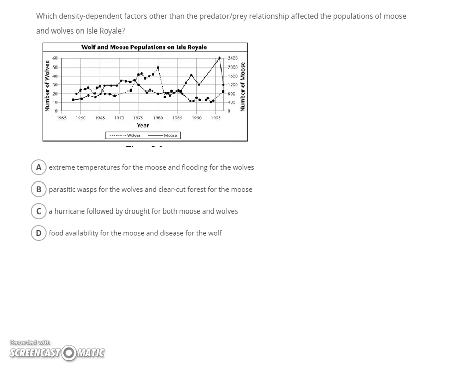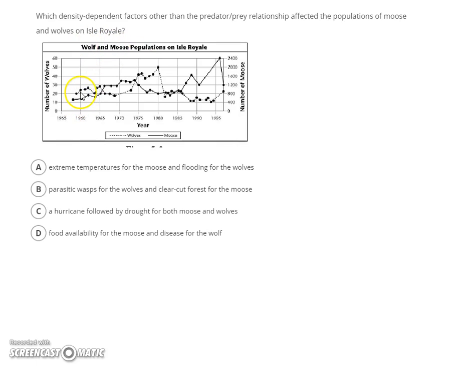Isle Royale is a very isolated area, and so they've been able to study it. Not a lot of things live there, but there are wolf packs and there are moose that live there, and they've studied for a long time the relationship between the moose and the wolf population. And so we see them traced out here, the wolf population in dotted lines, and that's down here, and then the moose population is a solid line. And what you can kind of see is, which isn't surprising, moose are hunted by the wolves. Wolves are predators of the moose.